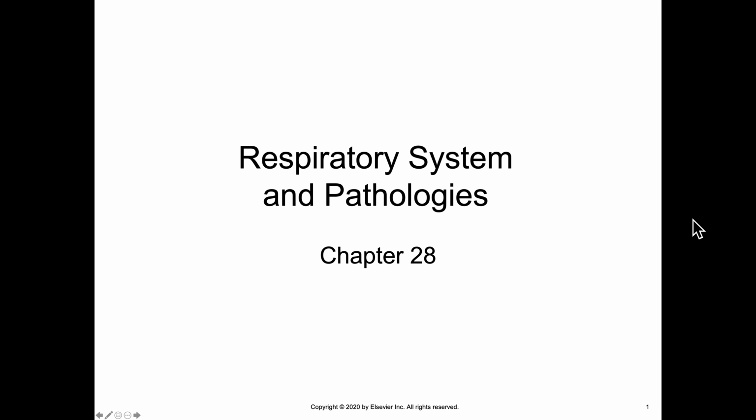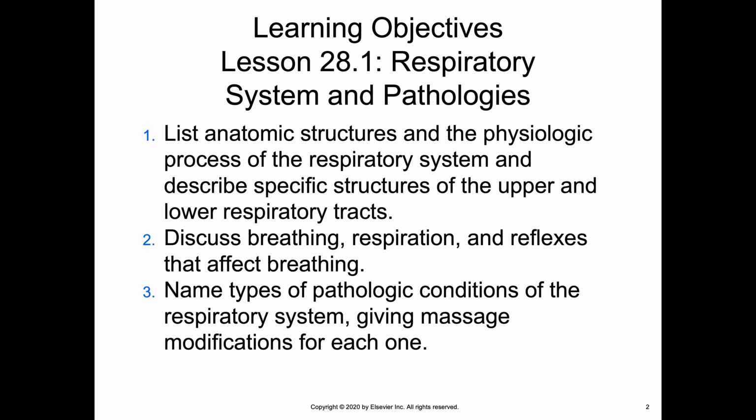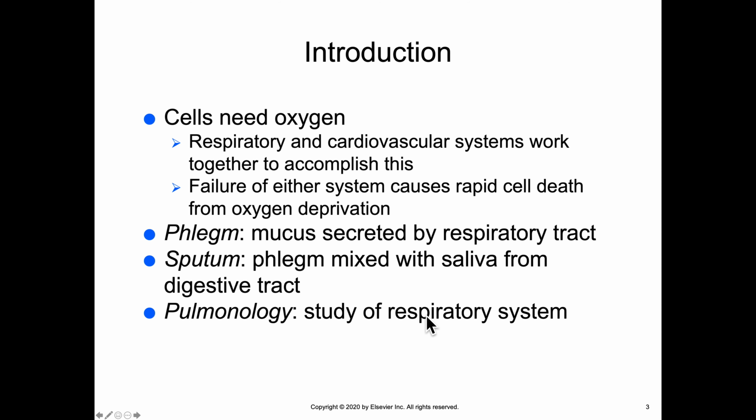So we are starting chapter 28, the respiratory system today. Let's dive right into it. So here are your learning objectives. The anatomic structures and physiologic processes of the respiratory system, describes specific structures of the upper and lower respiratory tracts, discuss breathing, respiration, and reflexes that affect breathing, and name the types of pathologic conditions of the respiratory system. Again, Ms. Hurt will always do your pathology.